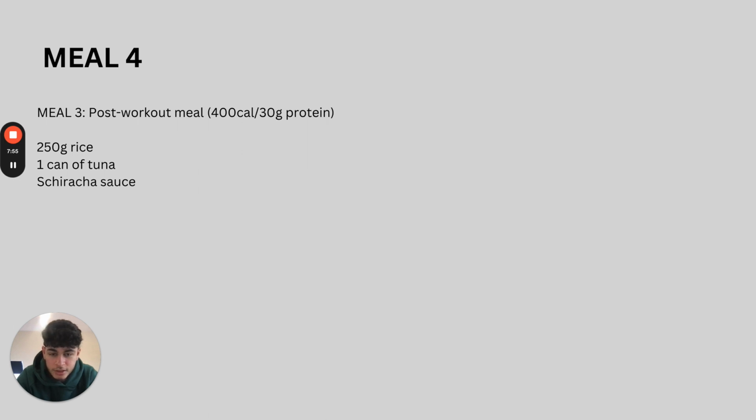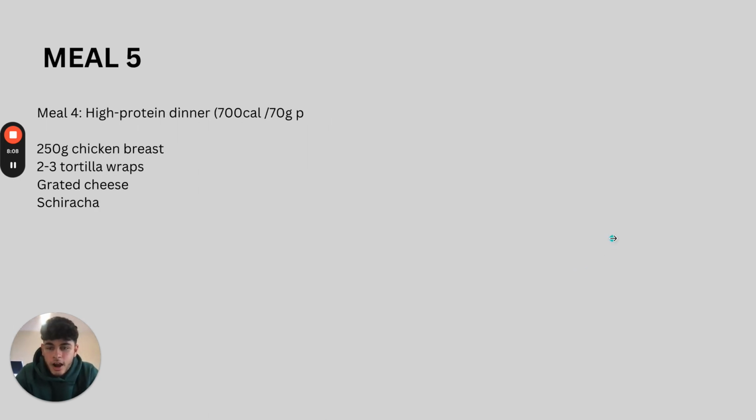Really healthy meal. Now we're at 130 grams of protein and around 1300 calories. So all that's left is the last meal of the day. And this is where we're going to get the bulk of our protein. So high protein dinner, 700 calories, 70 grams of protein. That should say protein, my bad. But 250 grams chicken breast, that's a chicken breast roughly. 2 to 3 tortilla wraps, some grated cheese, some sriracha.